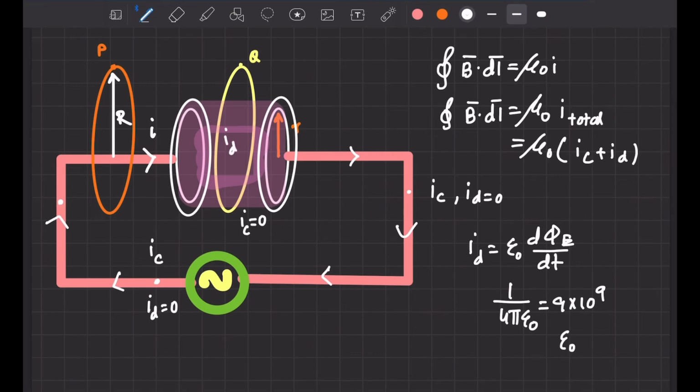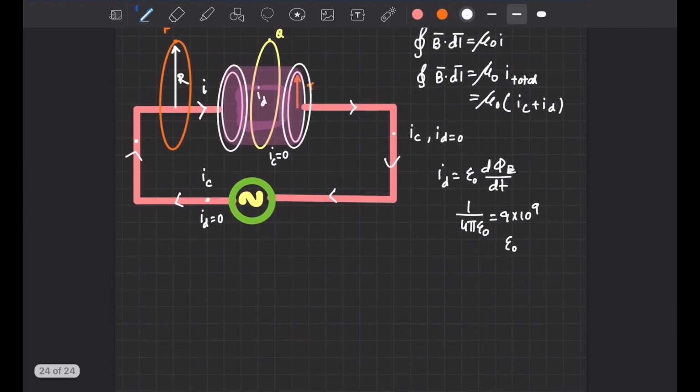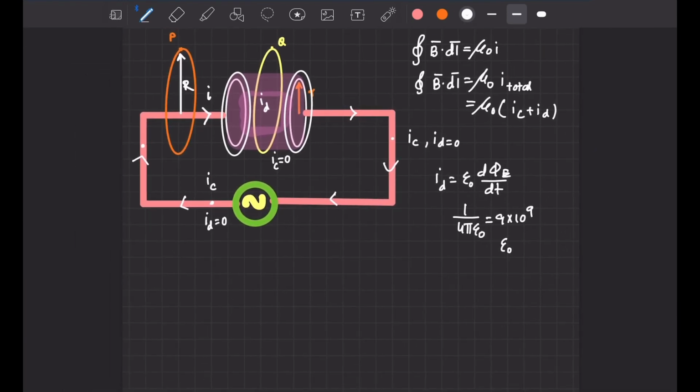Okay, and already we have discussed how IC equals ID. If IC equals ID, then we want to find out the magnetic field at the point P and the magnetic field at the point Q, right? So let's do it. Magnetic field. Okay, so we have to find, let's say, the magnetic field at the point P.